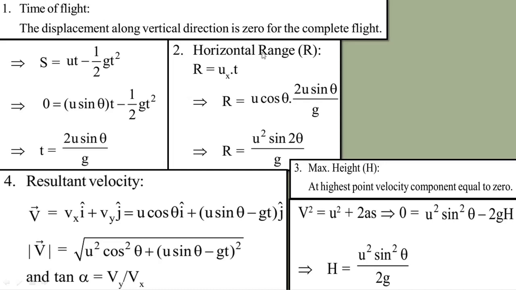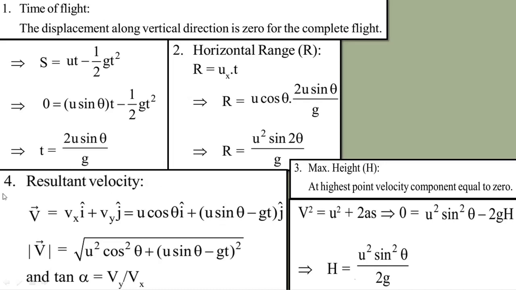Then the horizontal range, capital R, is equal to vx times t. R is equal to u cos theta times 2u sin theta divided by g, so R is equal to u² sin 2theta divided by g. Then the maximum height, capital H: at the highest point, the vertical velocity component is equal to 0. v² = u² + 2as gives 0 is equal to u² sin² theta minus 2gH. So H is equal to u² sin² theta divided by 2g.